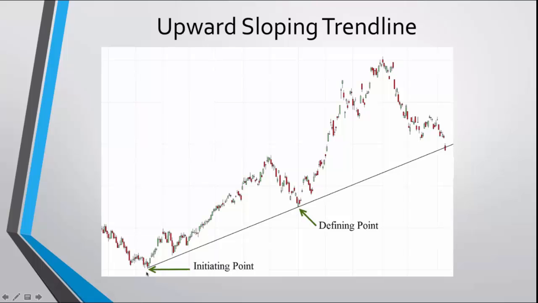Here's an example. Initiating point, defining point, and then you can see as it comes down, this could initiate a potential short trade, or it could be it broke through it, but if it bounces back up, it could be showing that now we have our 3 points, which most people then say, okay, now we have a valid trend line. We've already drawn this with just 2.